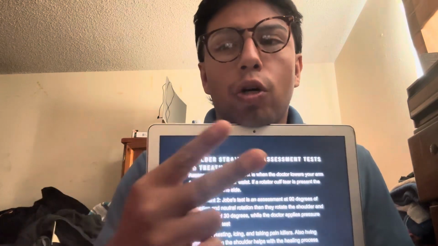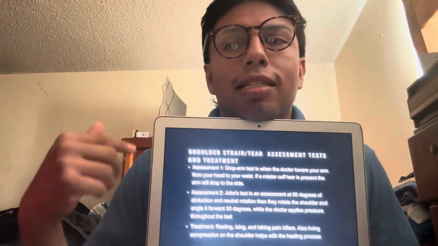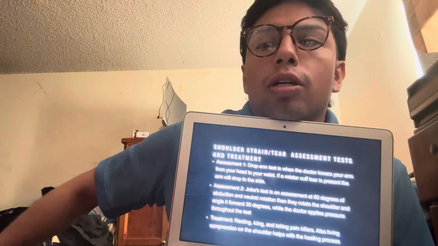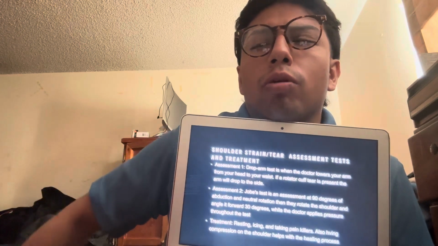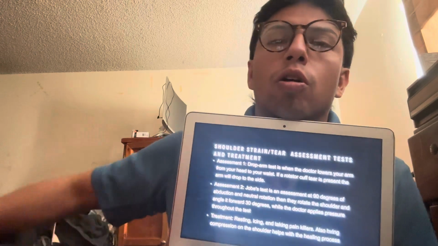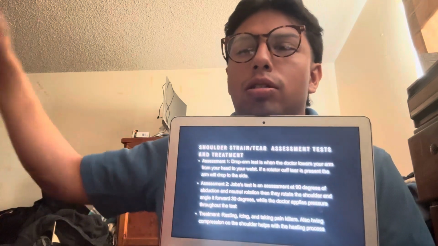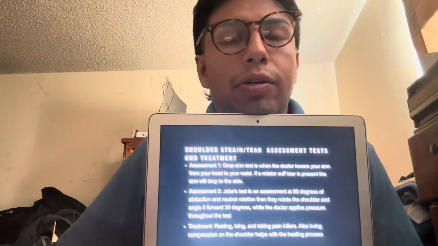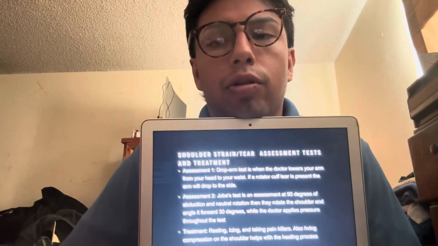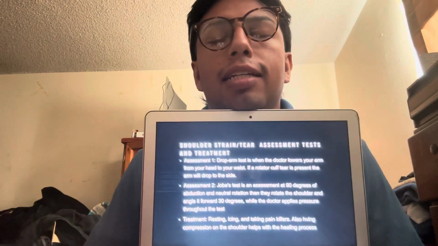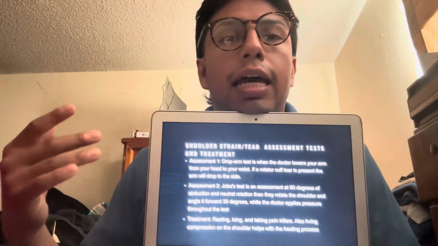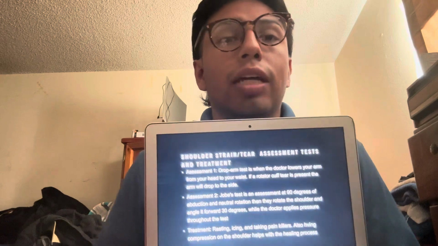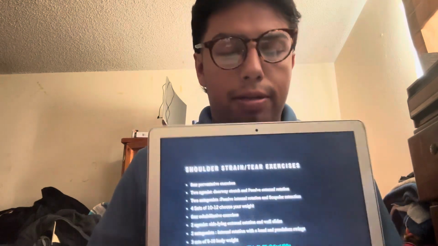Okay, second one would be Jobe's test. Jobe's test is an assessment at 90 degrees of abduction and neutral rotation, when they rotate the shoulder and angle it towards 30 degrees while the doctor applies pressure through the test. And then when it goes to 30 degrees, you'll have to tell the doctor if that hurts. Okay, so the treatment would be resting, icing, taking painkillers, and having compression on the shoulder, like a shoulder sleeve would be amazing, and not moving at all would help the healing process.